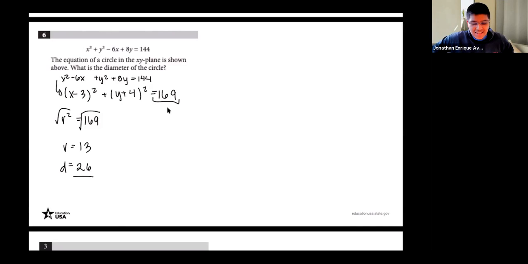Yeah. But keep in mind that the SAT is purposely giving you this equation up here to trip you up. It's not going to tell you to rewrite the equation, but for the sake of what the question is asking, which is the diameter of the circle, it is better for you to rewrite the equation so it is in a better form, which is this. Then you can figure out the question much more easily.